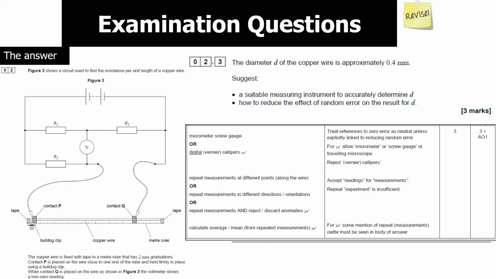Now how can you reduce the random errors? Well, you can reduce the random errors by repeating your investigation. When you're trying to work out the diameter, there's two ways in which you can repeat it: you can do it at different points along the wire, and you can do it in different directions, because you want to find the average value across the entire wire, and there'll be variations in the wire due to different reasons such as manufacturing errors. And the last thing to note is if you have anomalous results, you would discard them, and then with your repeats you calculate a mean, and that reduces your random error. Remember, repeats of measurements reduce random errors.